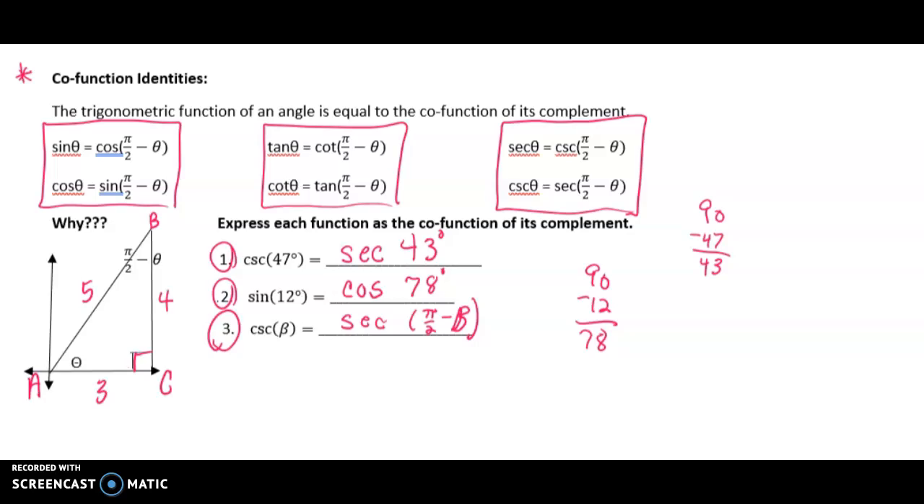And that's it. Let me add on another one. Let's say the tangent of a 50-degree angle is going to equal the cotangent of a 40-degree angle. In other words, these two angles have to add up to 90. So 47 plus 43 add up to 90. 12 plus 78 add up to 90. Beta plus pi over 2 minus beta add up to 90. So these are the cofunction identities.